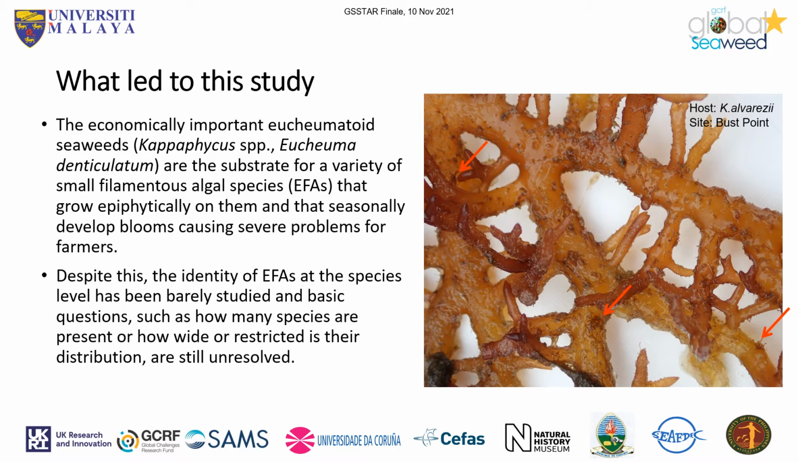The eucheumatoid seaweeds often host a variety of epiphytic filamentous algae, or EFAs, which are generally thin and small-sized red algae that grow on and to some extent into their thallus. The EFA abundance fluctuates throughout the year and they seasonally develop into blooms, infecting the eucheumatoids. This causes problems for the farmers since the excessive growth of these epiphytes will reduce biomass production and the quality of carrageenan obtained from the raw material.